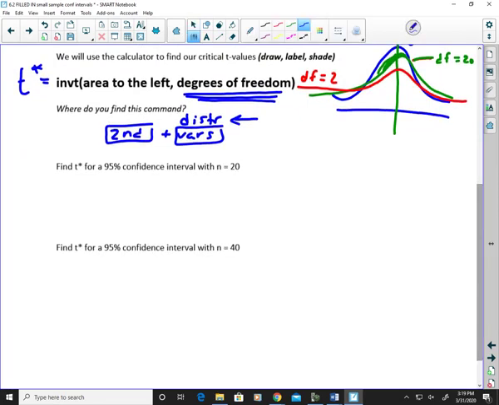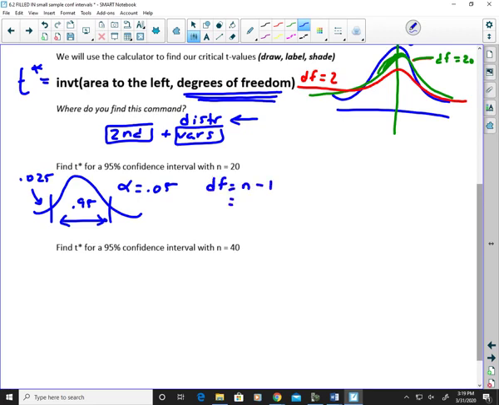So we're going to find the critical T value for a 95% confidence interval. So 95% confidence. Remember that it's 0.95 in here. So my alpha outside is 0.05. I have to split that alpha in half. And so when I split it in half, I get an area of 0.025. Now I'm going to find the critical T for if n is 20, I get degrees of freedom of 19.